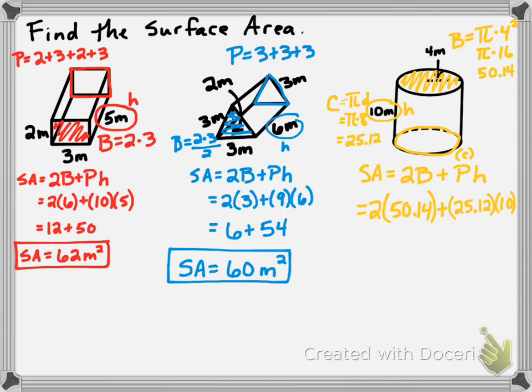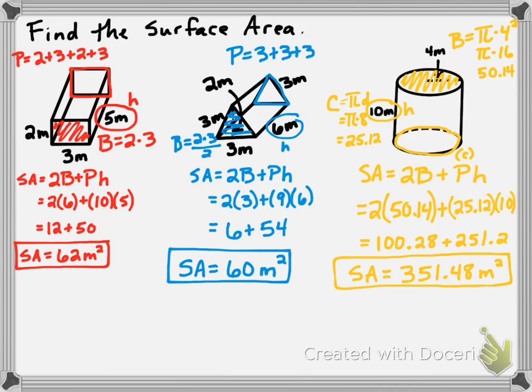Okay, so now when I multiply, I get 100.28 plus 251.2. And that gives me a surface area of 351.48 meters squared. So we should be able to find surface area for any prisms or cylinders. But we need to be able to find one more thing, and that's lateral area.